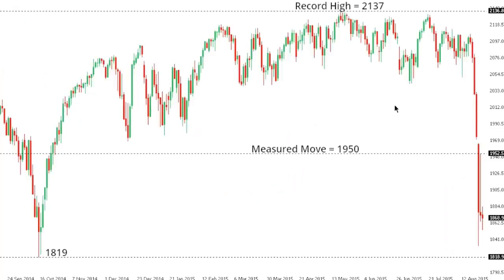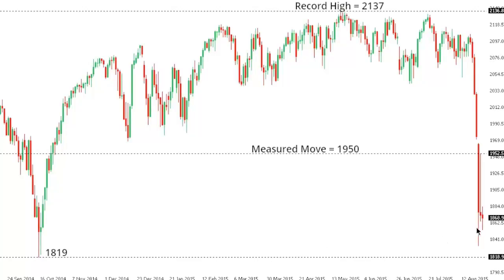SPX 500. So quite a move for the S&P 500 over the past few days, with the market collapsing and taking out critical support at 2040, 2000, and 1950 to trade all the way down just shy of some support going back to October of 2014 at 1819.